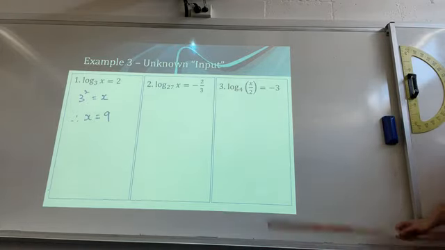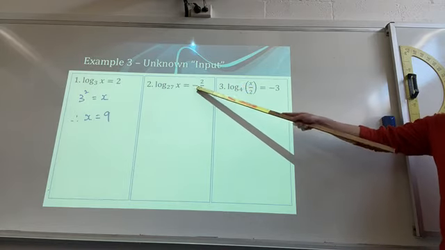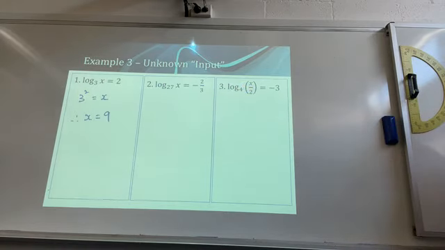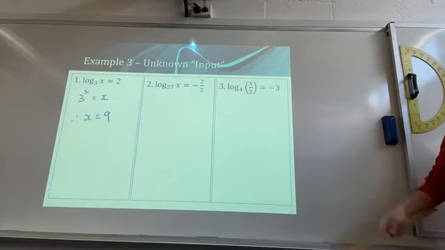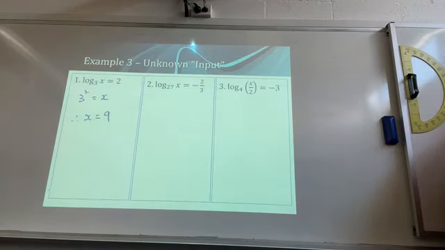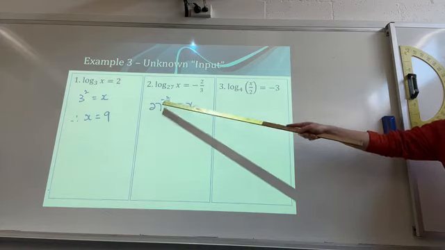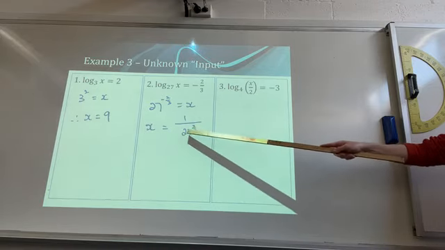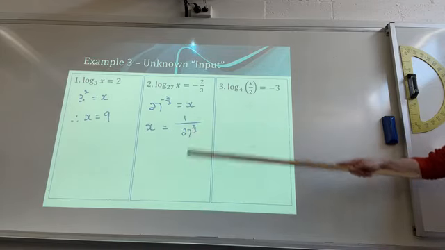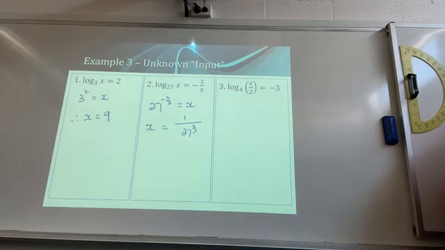So notice that there is a minus. So 27 to the power of minus 2 over 3 equals x. How do you do 27 to the power of minus 2 over 3? Negative, you need to take a reciprocal, correct? Yeah. So x is that. And then the cube root of 27 and square of that. Which means you've got 1 over 9.